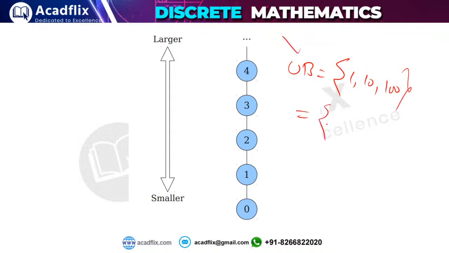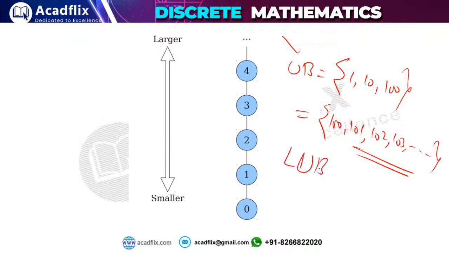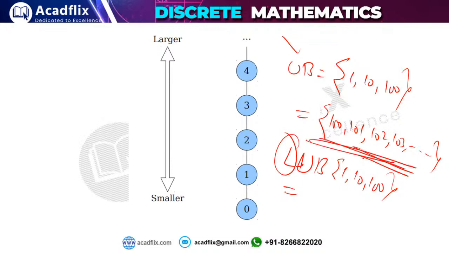You can very easily find upper bounds: 100, 101, 102, 103 and so on. Remember, this will be your upper bound. If I ask you, what is the least upper bound of 1, 10, 100? This is your upper bound.